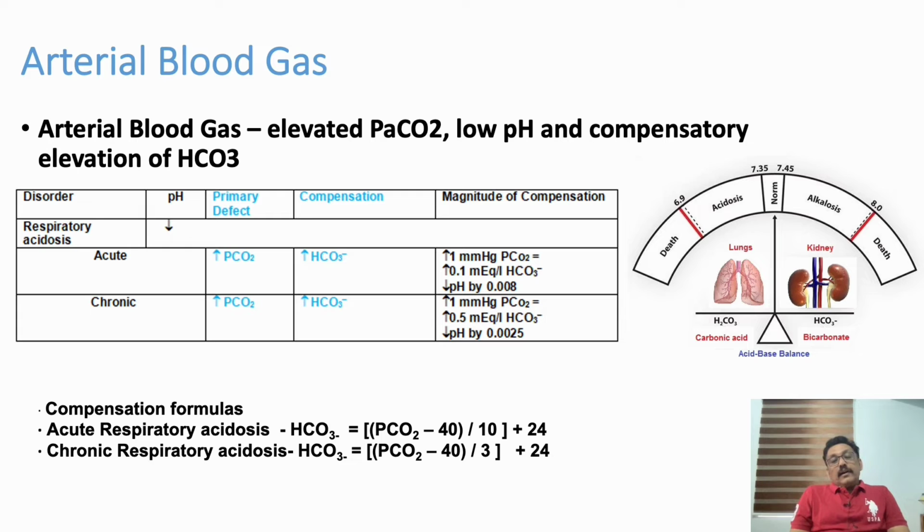Why we need to calculate is, suppose there is another problem. Like you have seen, increased PaCO2 reduces pH and bicarbonate increases, and we calculate bicarbonate by this formula. If the bicarbonate level is more than the calculated value, then you have to think that there is an additional problem, an additional metabolic alkalosis. That is very, very important.